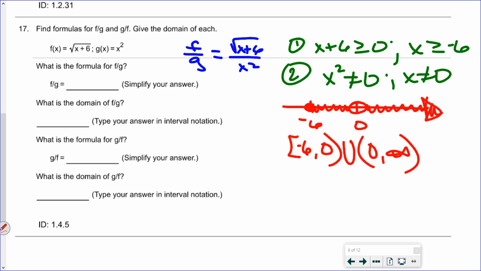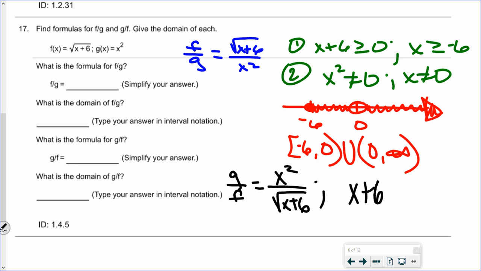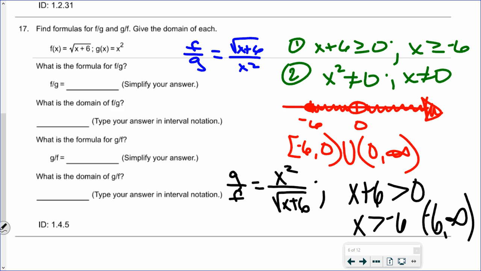Okay, same exact thing, except this time it's going to be g divided by f. So that's going to be x squared over the square root of x plus 6. Now I have no issue with the numerator. My only issue is with the denominator. And that x plus 6 can only be greater than 0 this time. It cannot be equal to 0 because you can't divide by 0. So that means x is going to be greater than -6. So you have a parenthesis at -6 to infinity. Do we understand that problem, yes or no?